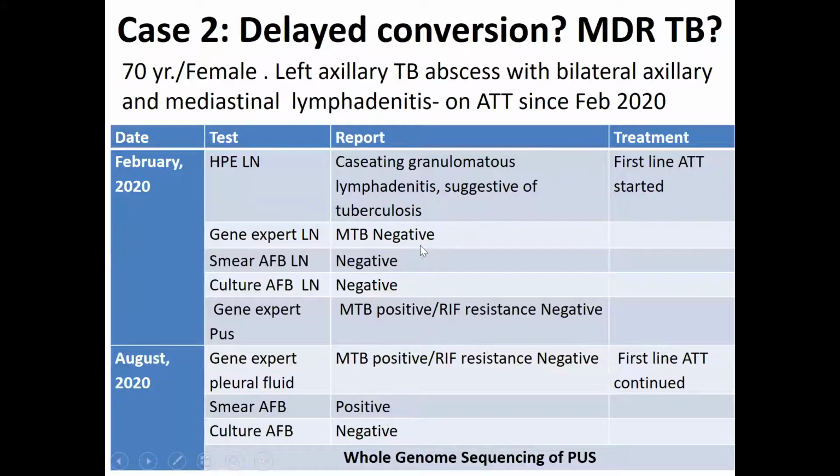The GeneXpert, however, was negative on the lymph node, but GeneXpert of the pus aspirated from the lymph node was positive. Rifampicin resistance was negative. Cultures were negative. We never had an isolate from this particular patient. She was started on first line.